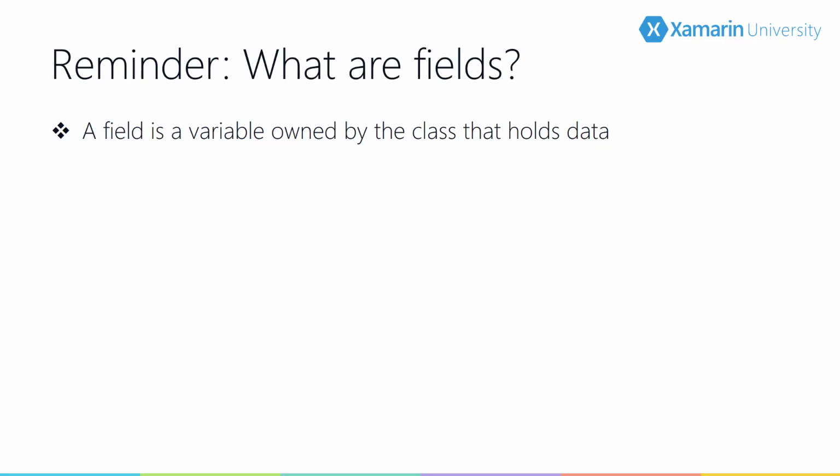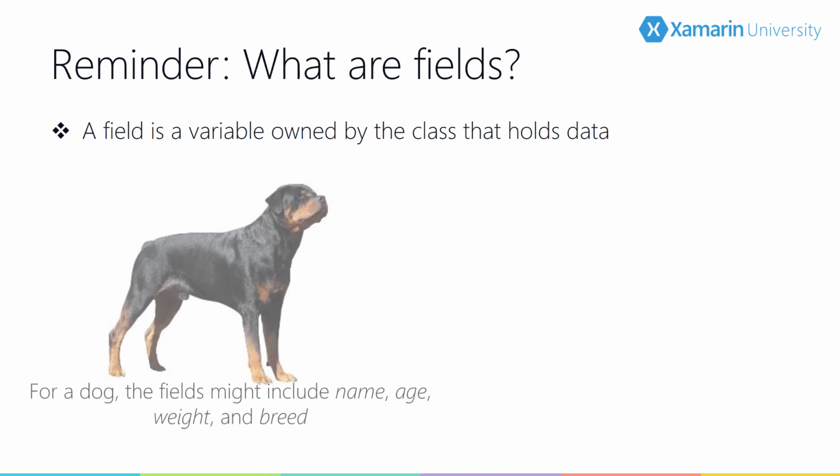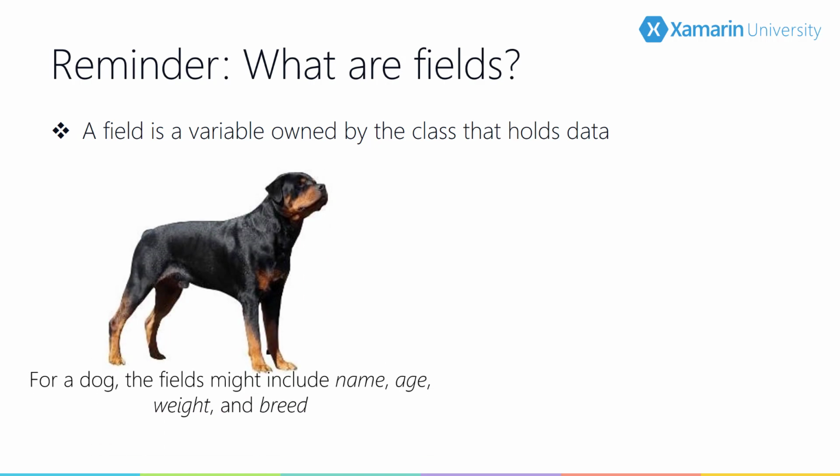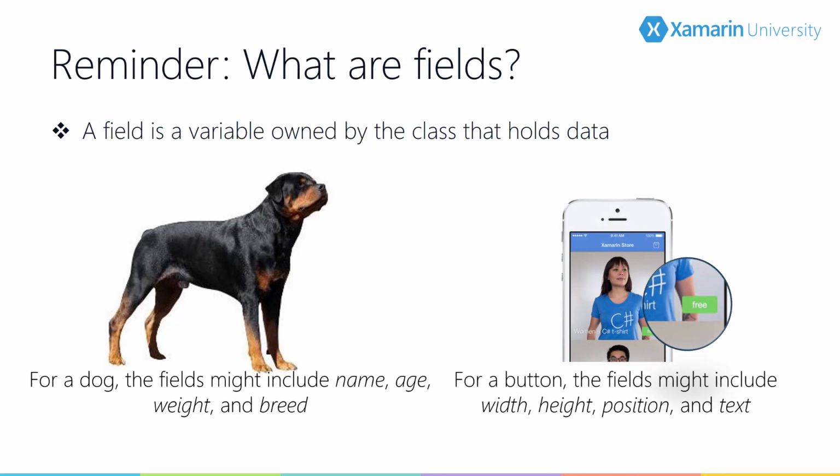So starting with a reminder, let's review exactly what a field is. So remember, a field is simply a variable that's owned by the class. It's data that's stored inside of a class. So for a dog, that would be things like the name of the dog, the age, the weight, and the breed. Right? This is information that's describing that object. And then for a button, we have fields like width, height, position, and text. Once again, the data for that class.